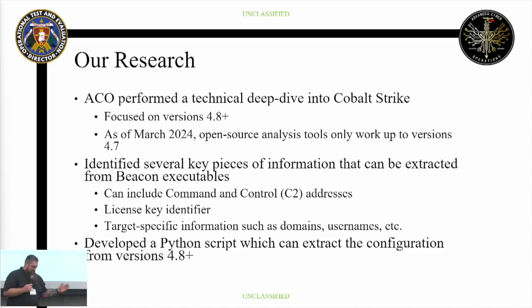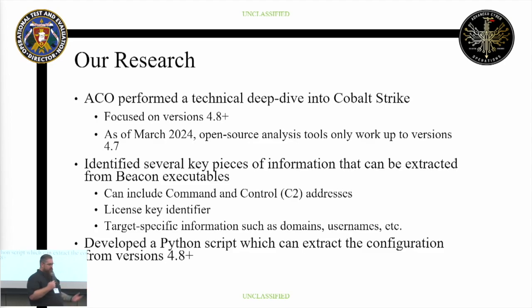So following a couple of instances where some of these beacons ended up on VirusTotal, our team was asked to do some in-depth research on the Cobalt Strike beacon and see what information is actually out there and available to anyone who finds one of these beacons, whether it's a DoD red team or not. We focused on versions 4.8 and newer. There are a lot of open source tools out there already that can go into a beacon 4.7 and earlier, but nothing really out there to work on 4.8.